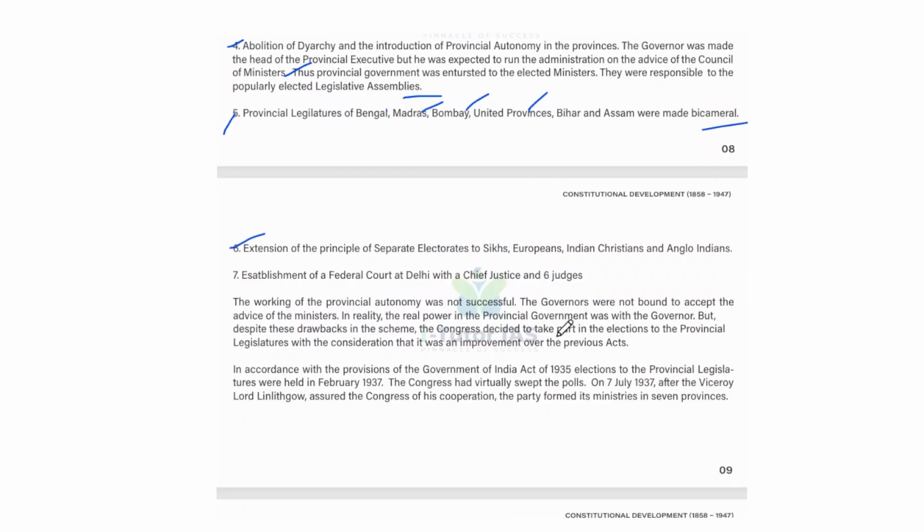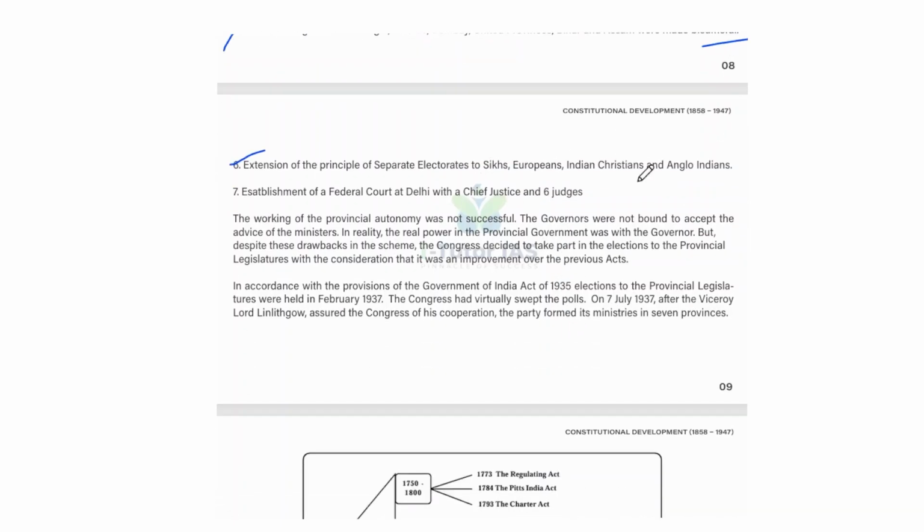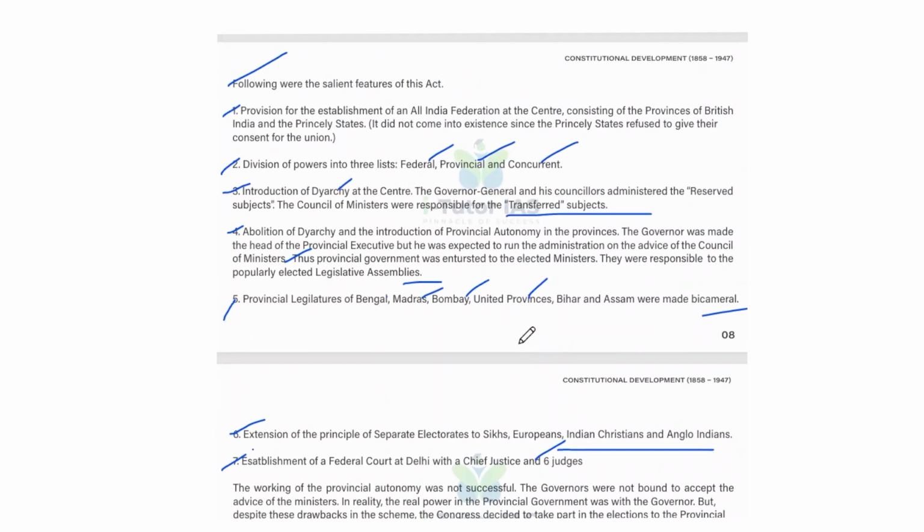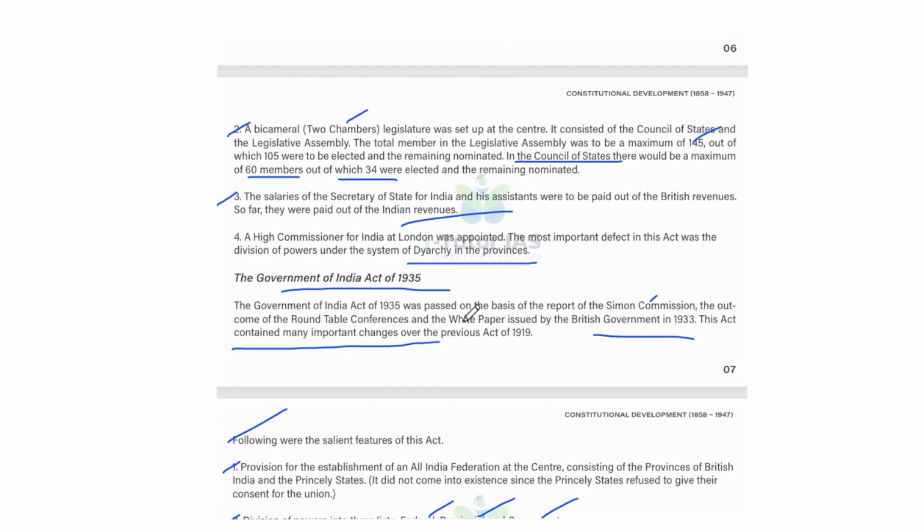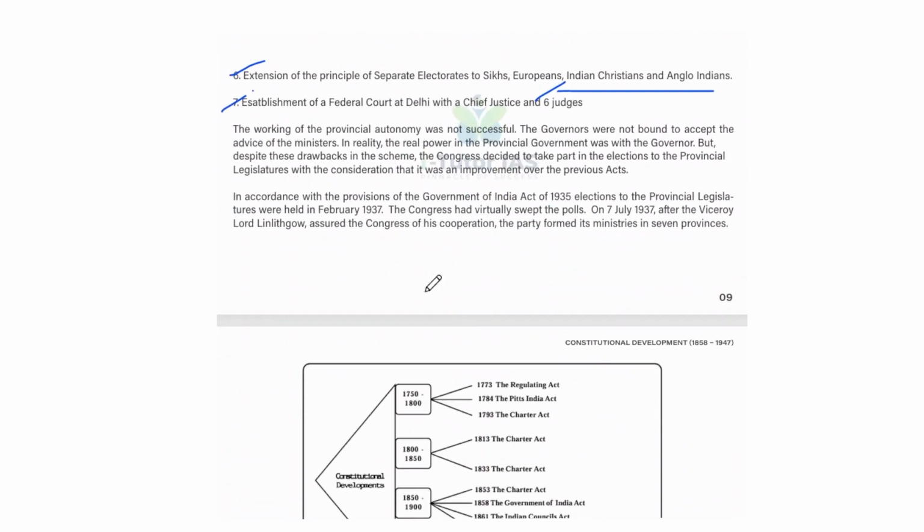And the extension of the principle of separate electorate to Sikhs, Europeans, Indian Christians, and Anglo Indians, and the establishment of a Federal Court at Delhi with the Chief Justice and 6 judges. Okay, so these are the salient features of the 1935 Government of India Act.